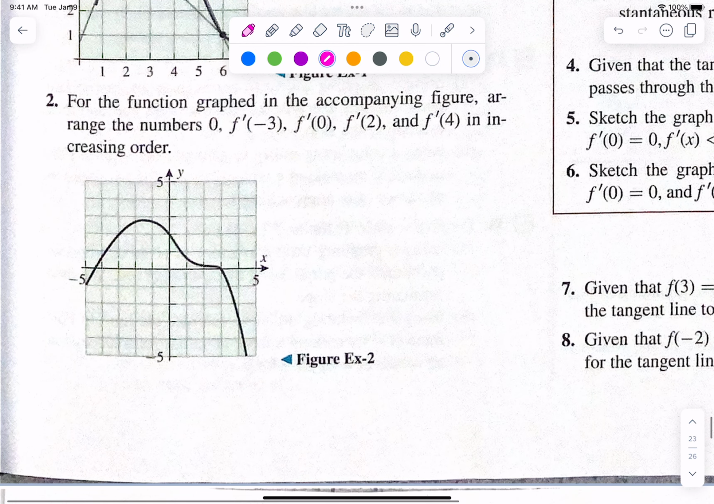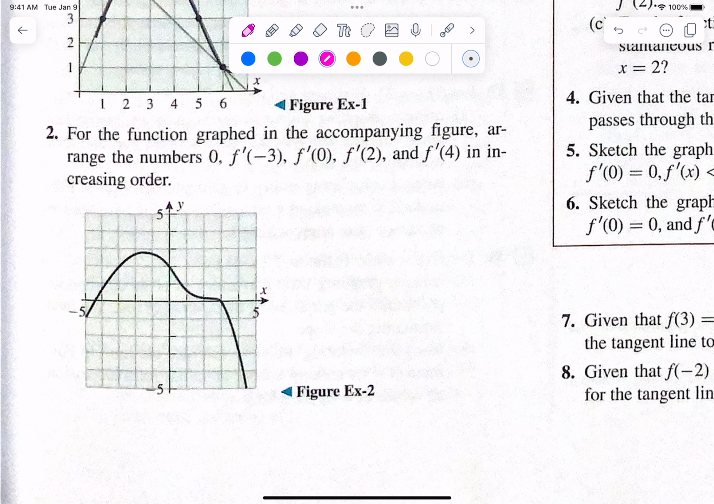Here is number 2. I'm just going to read it. For the function graphed, arrange the numbers 0, and then f prime of negative 3. What does that mean? F prime means the derivative, which means the slope of the tangent line. The slope of the tangent line at negative 3.